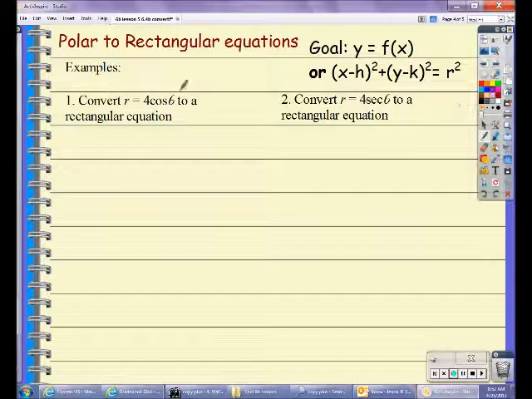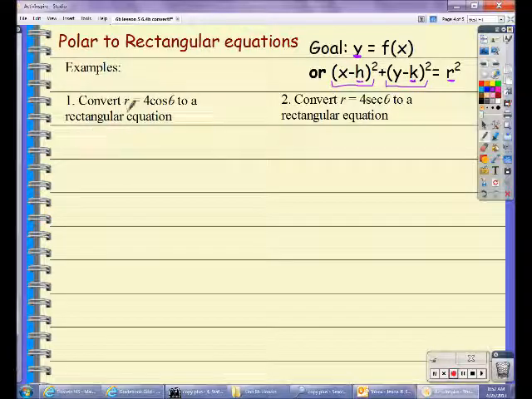Converting from polar to rectangular, we have two potential goals. Before, we always had to get the r by itself. Now, if possible, we can get the y by itself and just do y equals f of x. But actually, very frequently, we're going to try and get this into a relation form, not a function form, of a circle. So h, k, and r would be numbers. You're going to replace those with numbers, and x and y are still going to be your only variables.